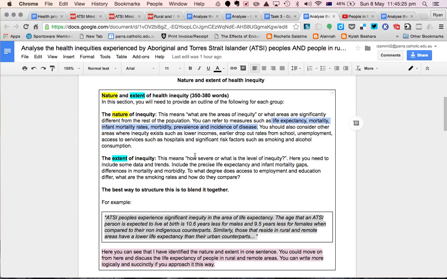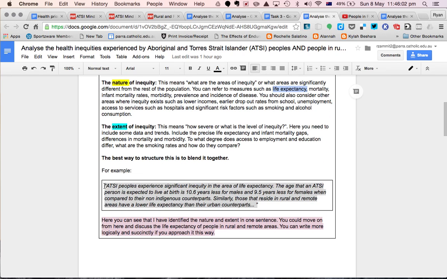You can go into a lot more depth. You can see that paragraph provides more detail, and we want you to go into some more depth. So please read that carefully. So the extent of inequity is how severe, or what is the level of the inequity. So this is about providing some statistics or data to tell us how serious or how bad the inequity is. So for example, if you're talking about life expectancy for the nature of inequity, for the extent of inequity, you need to tell us what is the life expectancy gap between Indigenous and non-Indigenous people. So you can see how there's a relationship between the nature and the extent.